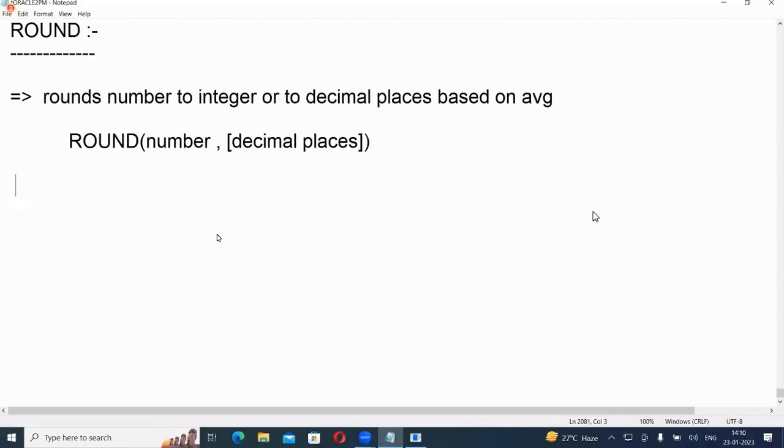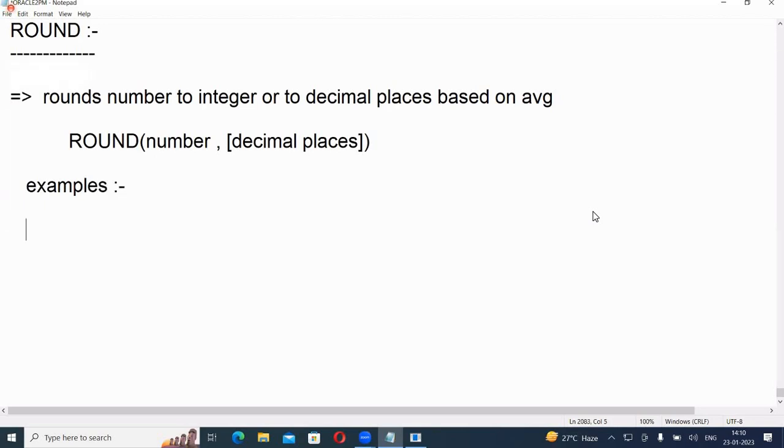One is decimal places, but decimal places is in square brackets, which means it is optional, not compulsory. Now, let's take examples.